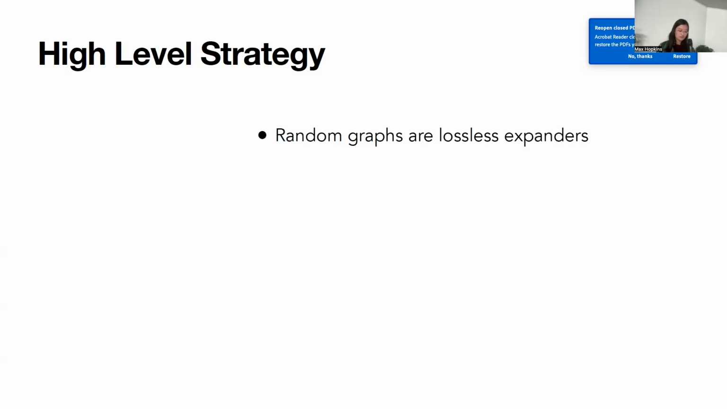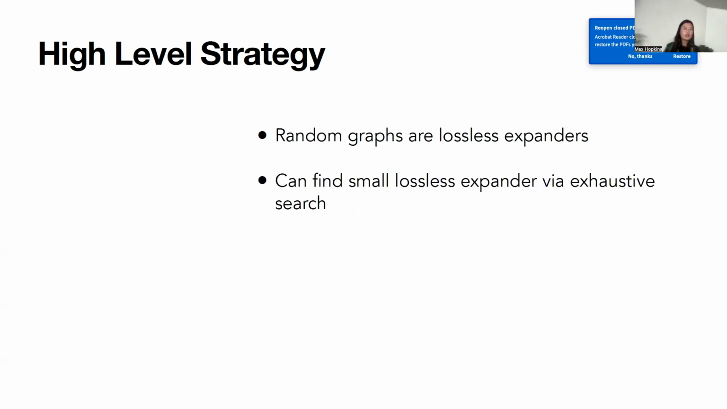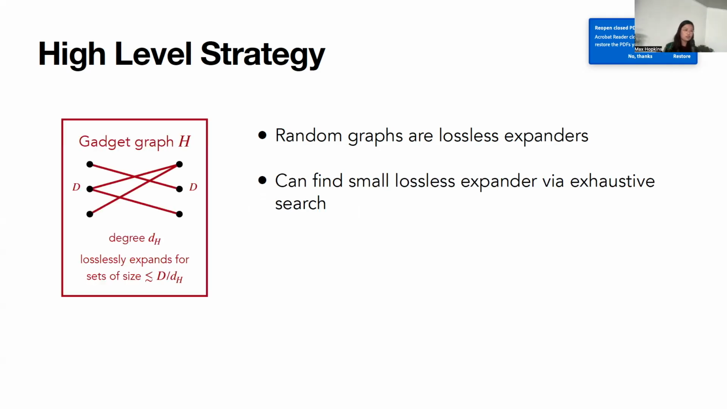First of all, the first observation we're going to start with is that random graphs are in fact good lossless expanders. As I said before, we can't just find a large random graph and verify that it has good lossless expansion. But what you can do is generate a small lossless expander, a small instance, via exhaustive search. So if you're only going to ask for constant size, let's say D by D, so D vertices on the left, D vertices on the right, we can actually find such graphs.